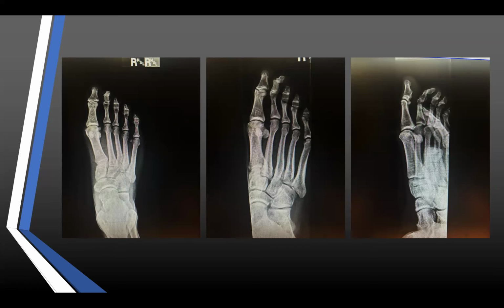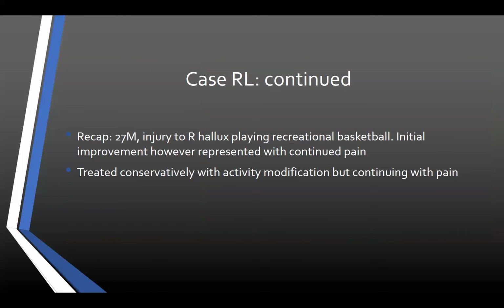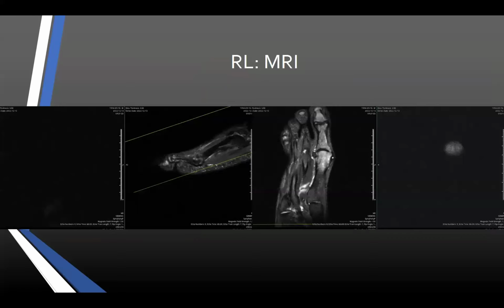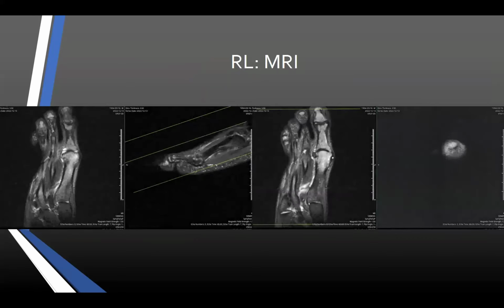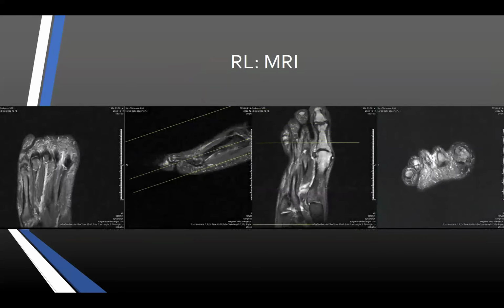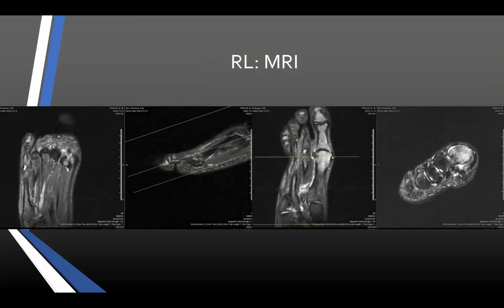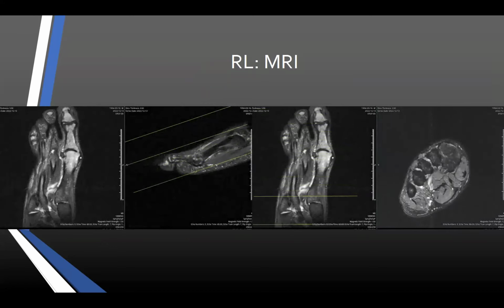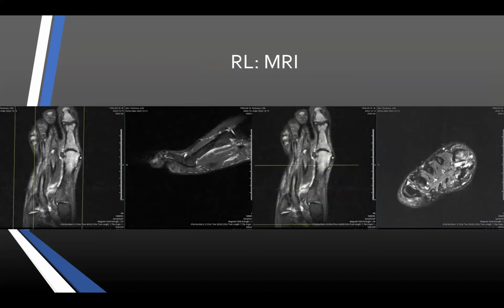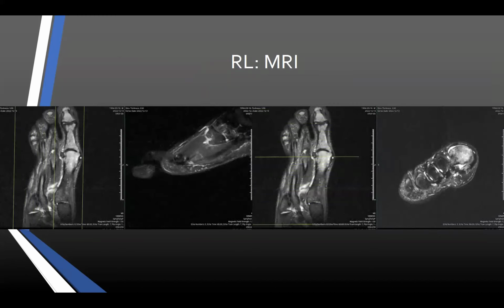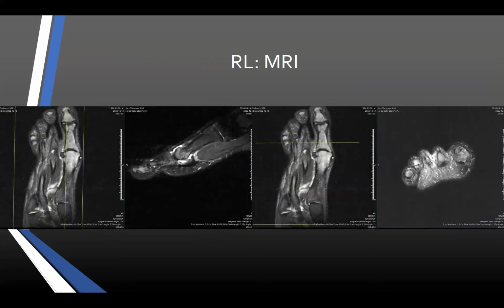So initial management of this patient was to continue activity modification, but the patient did seek out an MRI just to see why he's having continued pain. An MRI was obtained, which did show that there was a more significant injury than the radiographs were able to show us. The MRI did show some partial tearing of the plantar plate medially and laterally.